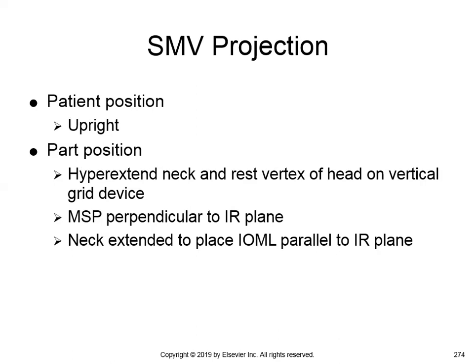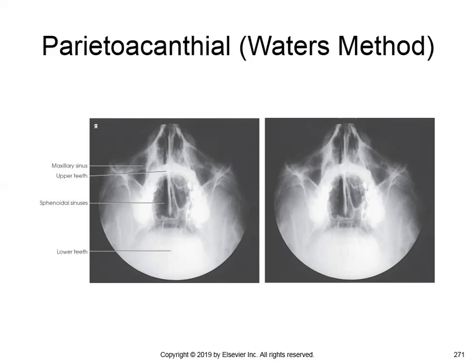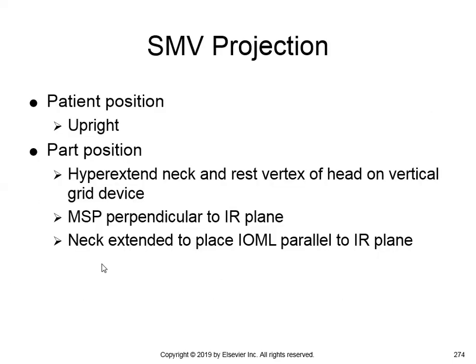All right, so SMV, there's nothing new for the SMV. It's the same thing that we've looked at before. The IOML needs to be parallel to the image receptor. You do need to go back into the bucky for this one, as opposed to on the facial bones. You didn't need the bucky since we were just shooting through the zygomatic arches, but now we're shooting through the entire head, because what we're looking for again is the sphenoid sinus. So this is just another view for the sphenoid sinus.